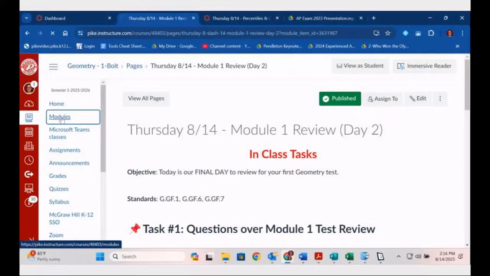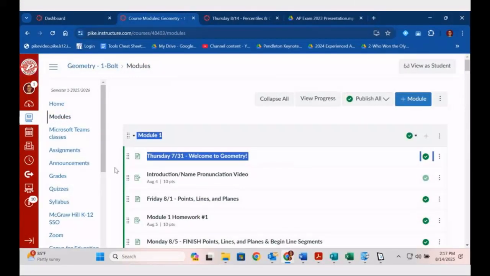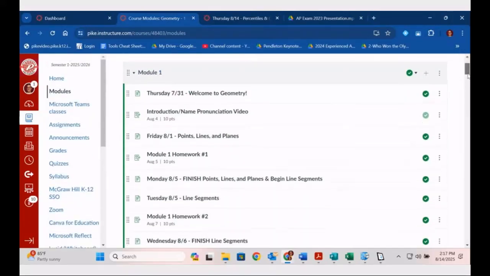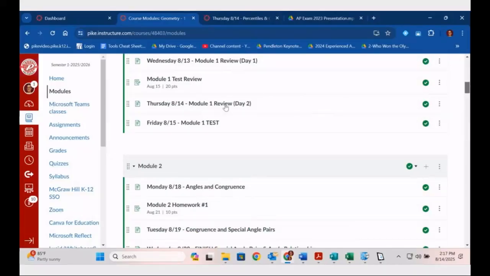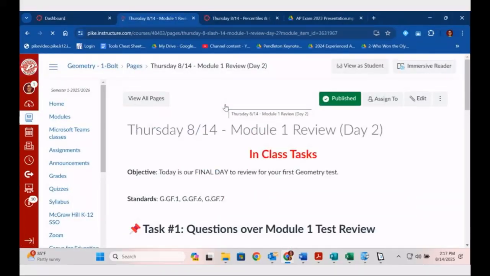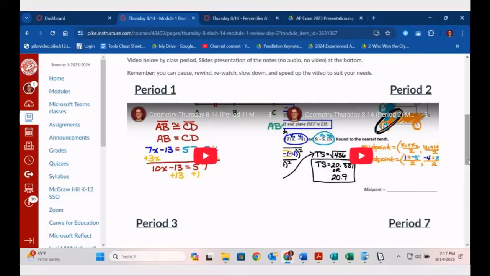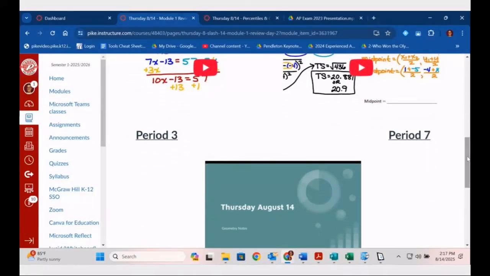If you go to modules, you scroll almost to the bottom of module 1. Scroll almost to the bottom of module 1 until you see today's date, Thursday, 8/14. You're going to click on that and then scroll down. I have videos posted from 1st and 2nd period. 3rd and 7th period will be going up later.